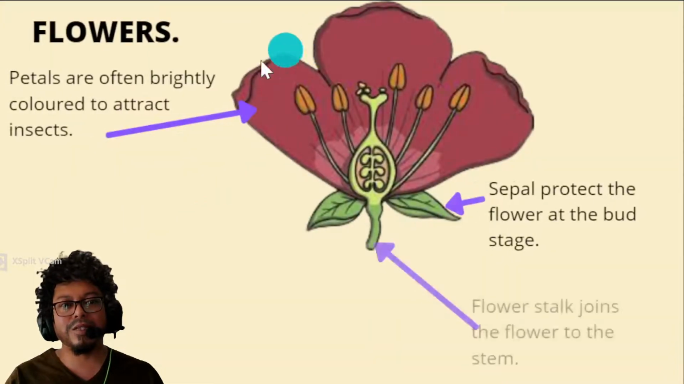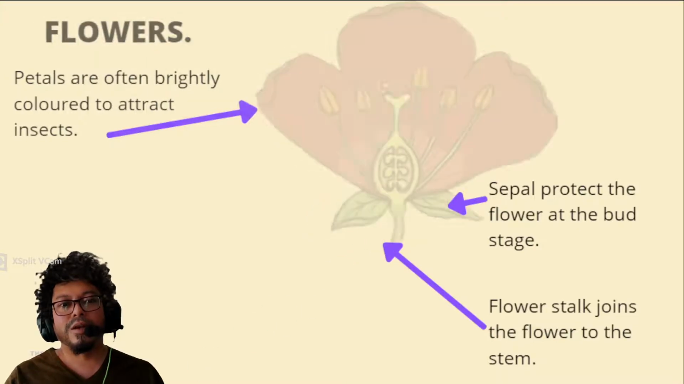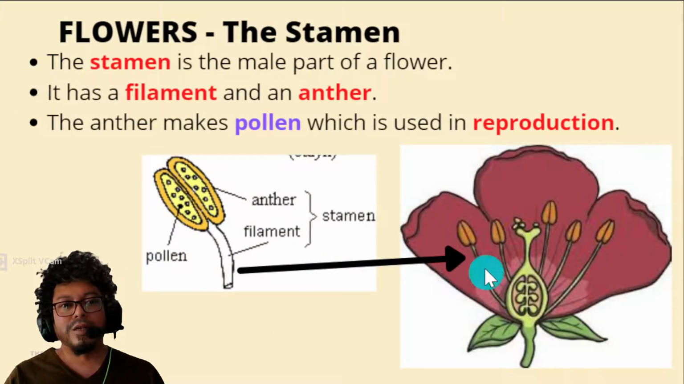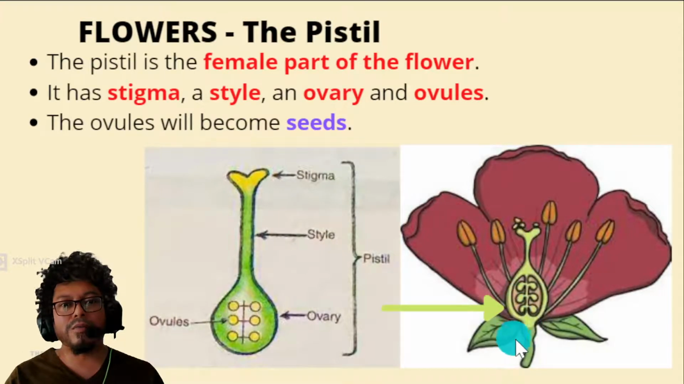This is petal, sepal, flower stalk. And then this is the male part of a flower called stamen, filament, anther, and inside pollen. Dalamnya pollen. And this is the female part of a flower, that is stigma, style, ovary, and ovules.